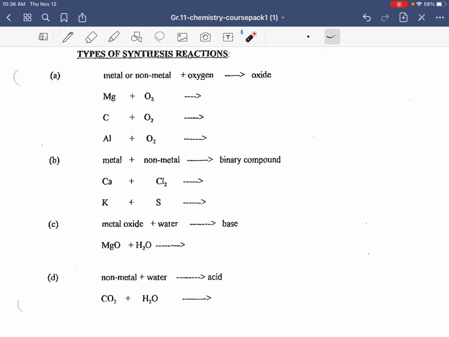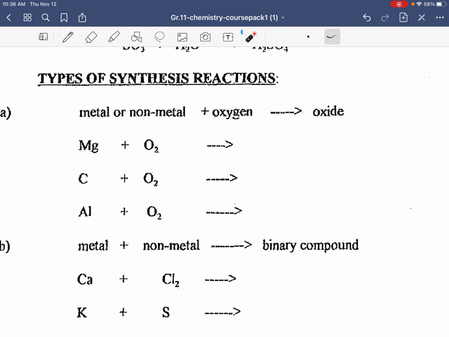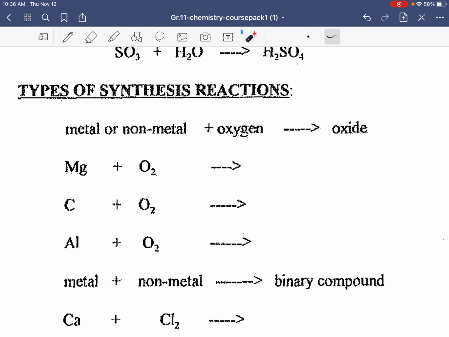So let's take a look at the first example. The first example we have is magnesium, which is a metal, that's pretty obvious right here, reacting with oxygen gas to give you a metal oxide. And this metal oxide is going to be magnesium oxide.